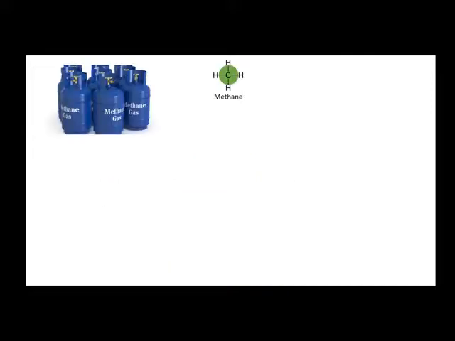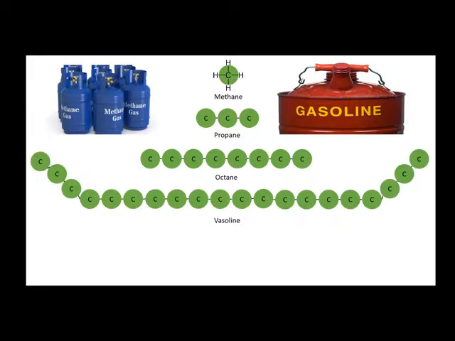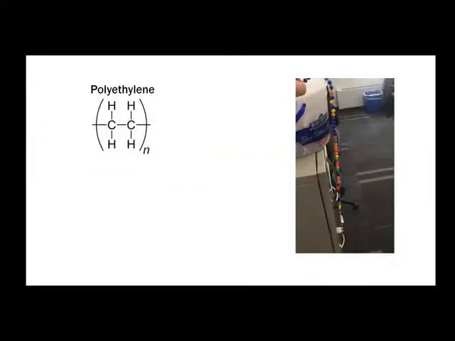To get started thinking about polymer chains, let's first talk about simple hydrocarbon molecules. Methane, the primary component of natural gas, is the most simple hydrocarbon with one carbon atom. Propane, a common heating fuel, has 3 connected carbon atoms. Octane in gasoline has 8 carbon atoms. Vaseline has about 20 carbon atoms per chain, and wax is about 50 carbon atoms per chain. The polymer with the same hydrocarbon structure is called polyethylene.